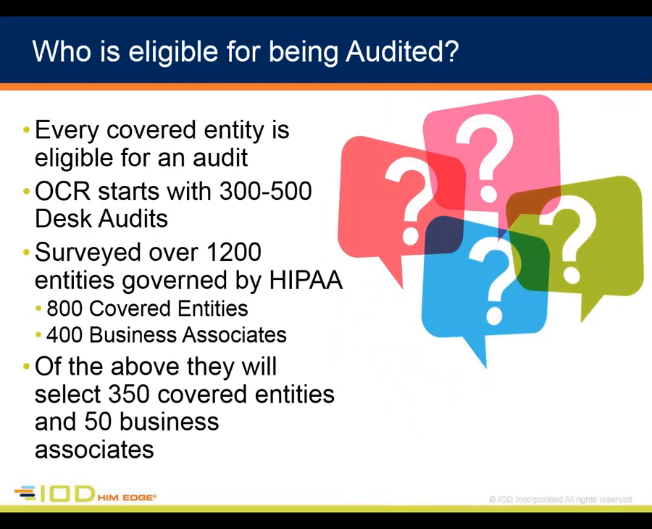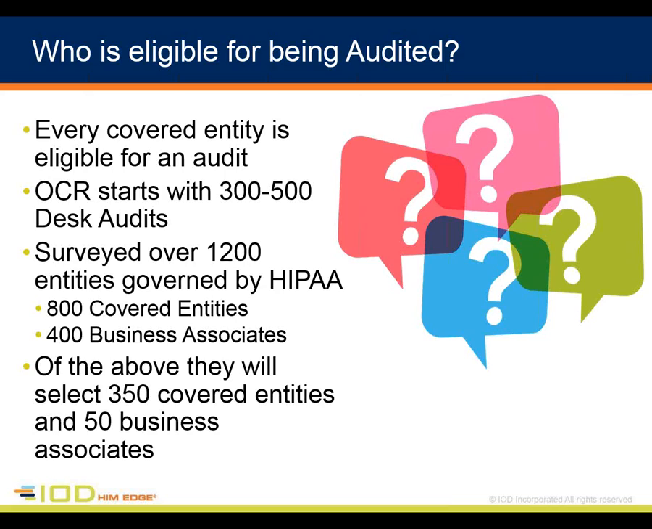So who's eligible for being audited? Well, every covered entity and business associate is eligible for an audit starting in the fall of 2014, which is now. The OCR starts with 300 to 500 desk audits, which are comprehensive off-site audits in which they request your policies and procedures and supporting documentation to show that you are in compliance. They also will be surveying over 1,200 entities governed by HIPAA. They plan to survey over 800 covered entities and 400 business associates. Of those, they plan to select a pool of 350 covered entities and 50 business associates.